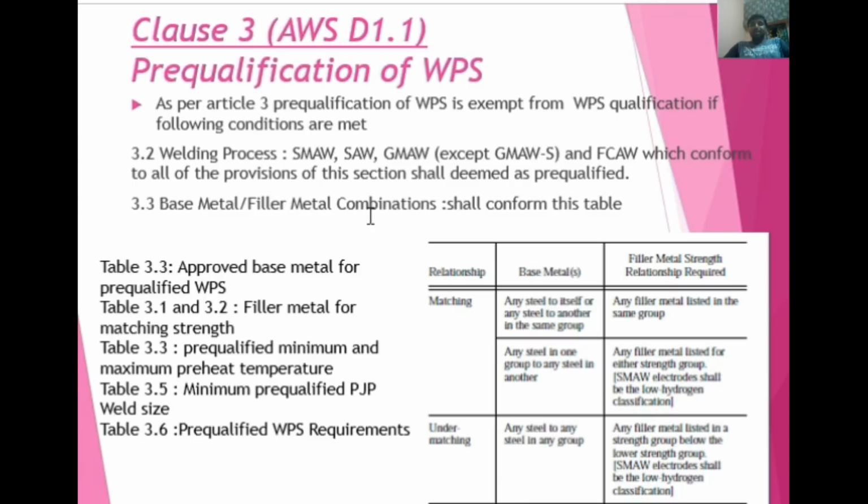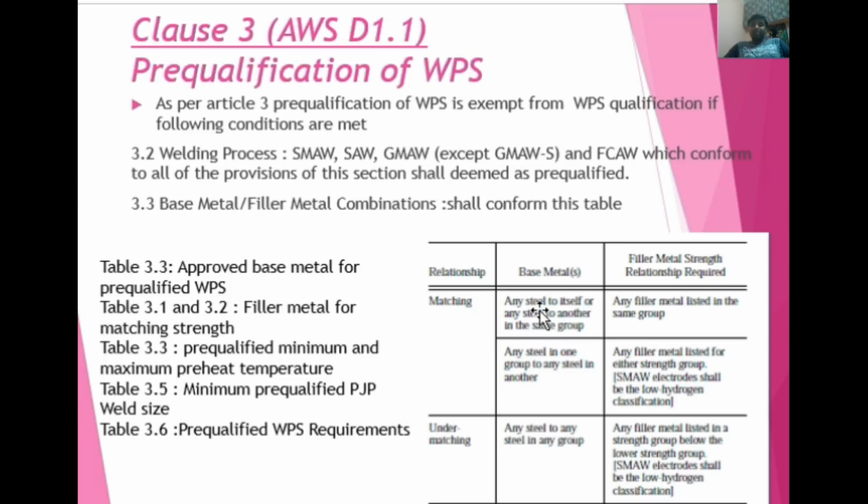Base metal and filler metal combination shall conform to this table. So in this table you should confirm the base metal and filler metal relationship, matching and under matching. Matching means base metal: any steel to itself or any steel to another in the same group. If you are using P1 to P11, just a steel alloy. If it is P1 to another P1 material, then it is not a problem. Same in the filler metal: the filler metal should be listed in the same group.